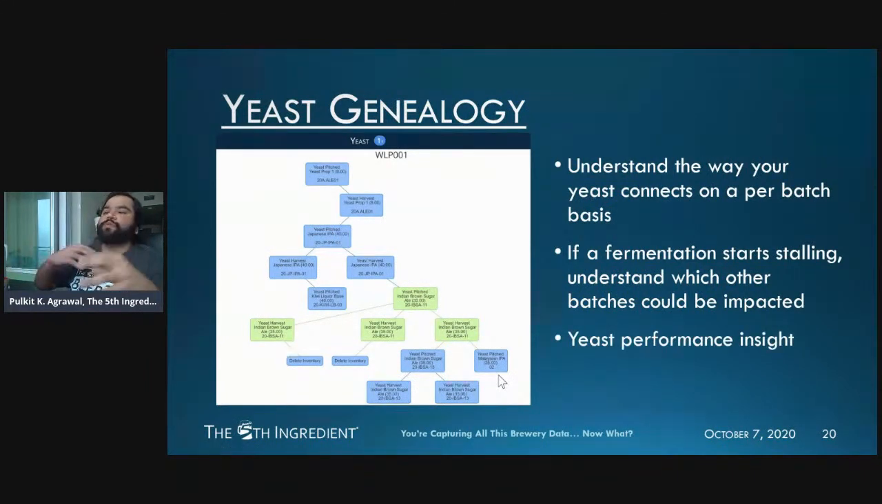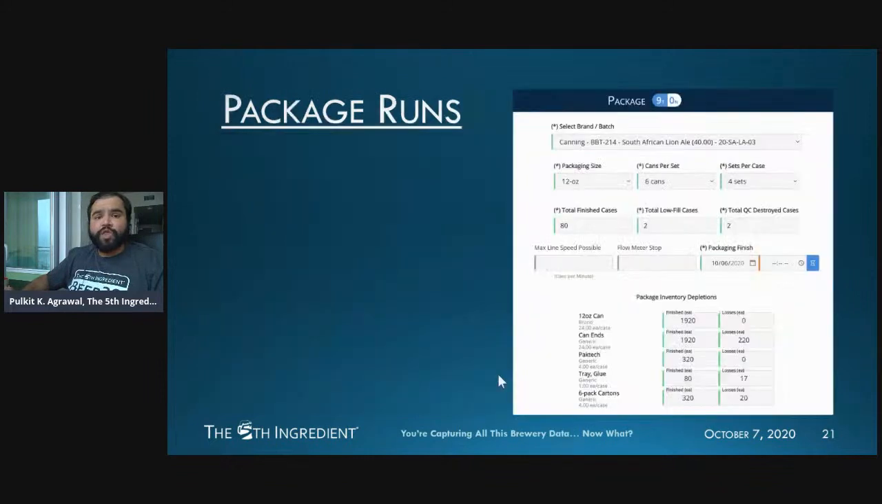And that's that yeast performance insight when it comes to traceability that really helps understand just how things are going when it comes to this linear fashion, and realistically when it comes to this circular fashion as well when it comes to traceability. From there, let's dive in on packaging runs, right?